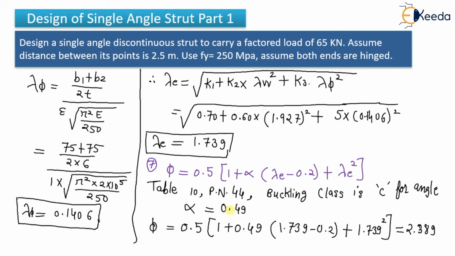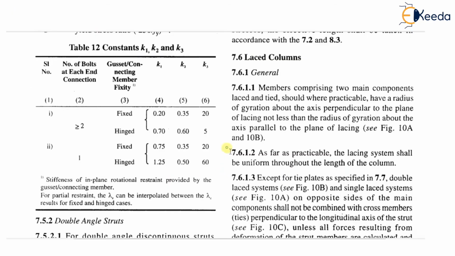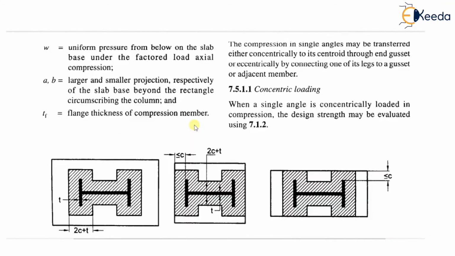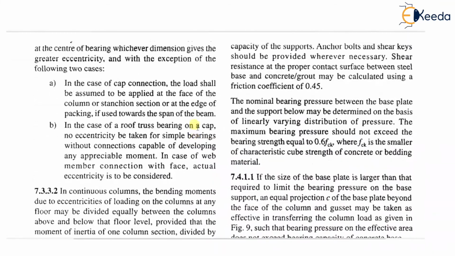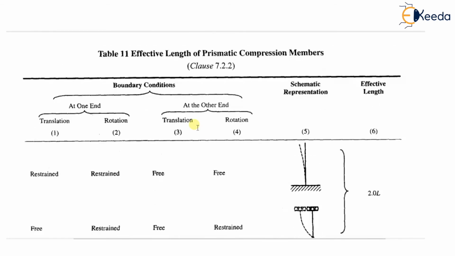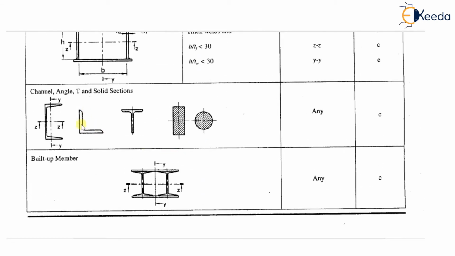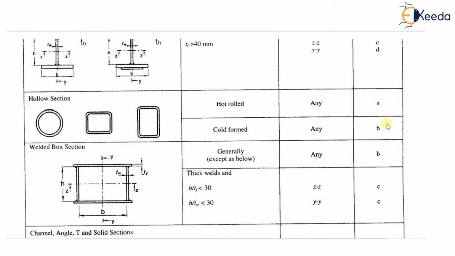Let me show how I got this value of alpha as 0.49. See, this is the IS code. I have told you which page number, it is page number 44. So you just open page number 44 in the IS code. Here it is, page number 44. What is the type of section? Channel section. Sorry, angle section we have used. For angle section, what is the buckling class? Here it is, the buckling class. On top it is given buckling class.